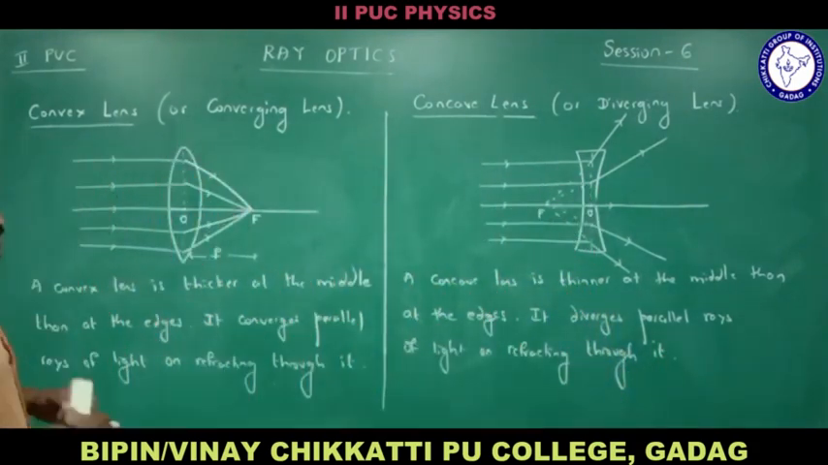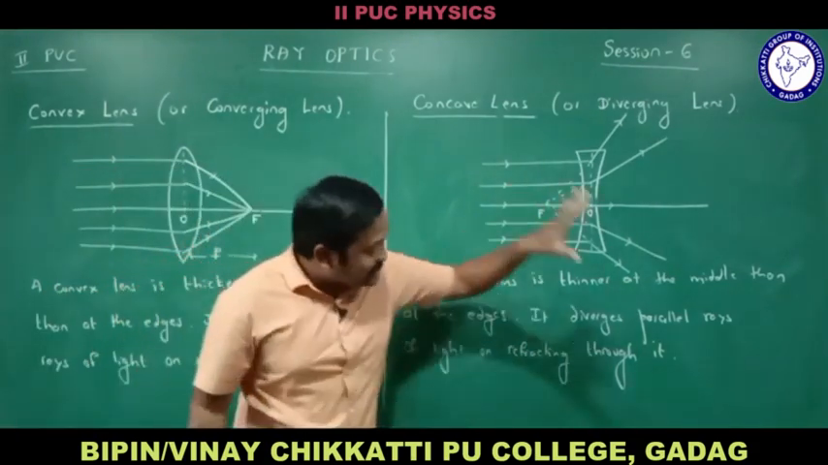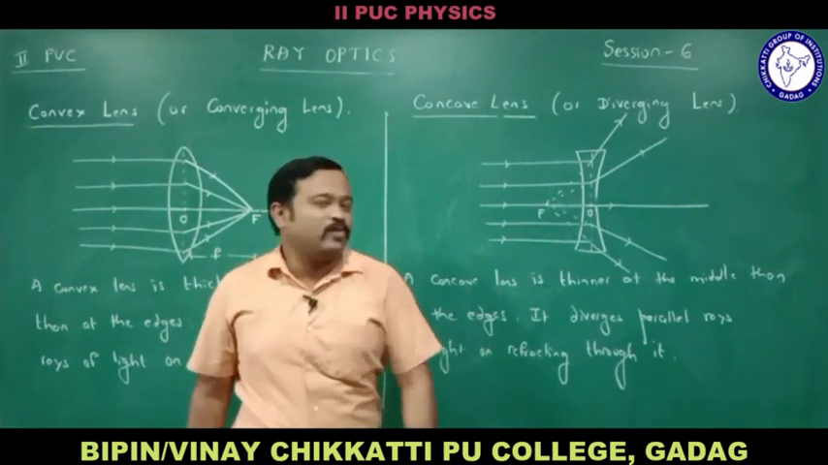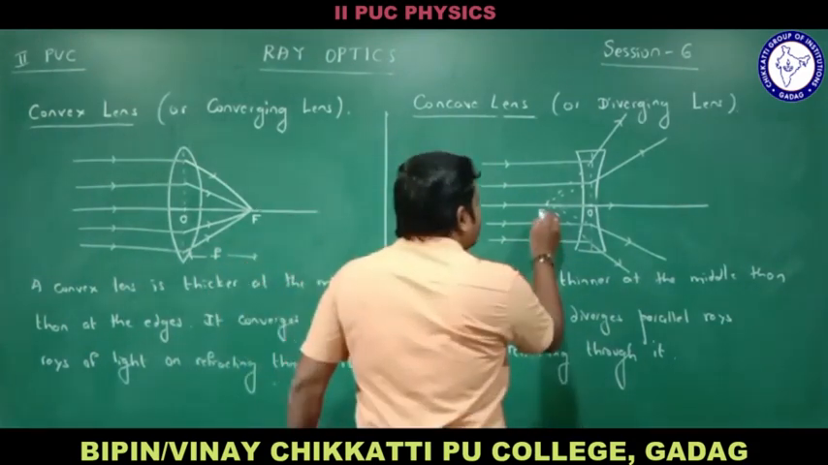A concave lens is thinner at the middle than at the edges. It diverges parallel rays of light on refracting through it. Since it diverges, that kind of lens is called a diverging lens. Right? Okay. So this is called the principal focus.